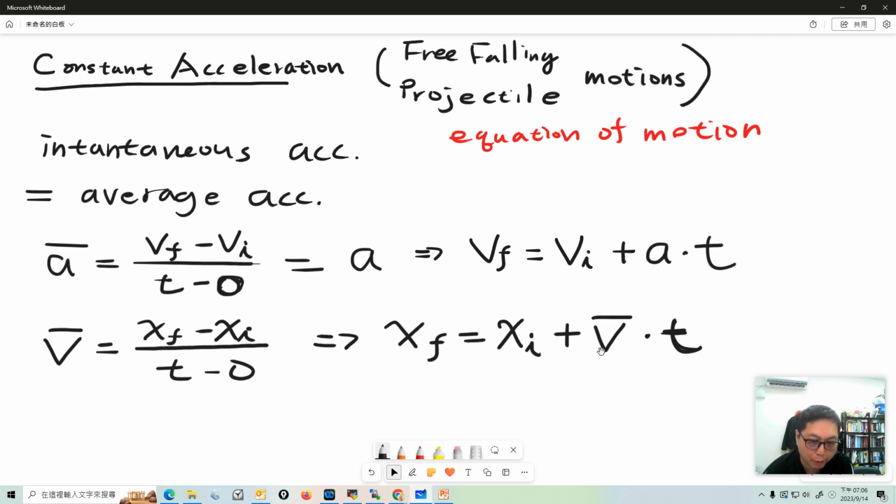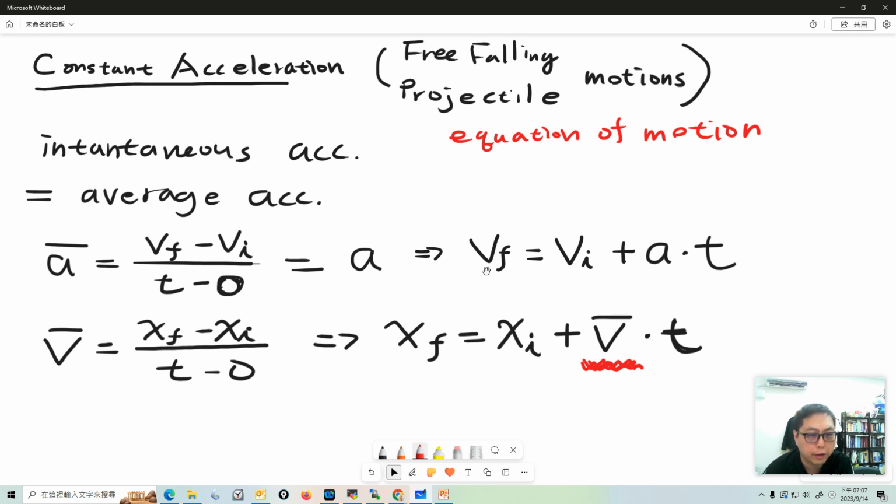So we want to do a little further trick. What's the trick? The trick is this: we want to replace the average velocity. The average velocity is equal to the displacement divided by time interval. So right now, how do we replace this average velocity? We have nothing else to replace this term. So we will make a trick. The trick is from this one.